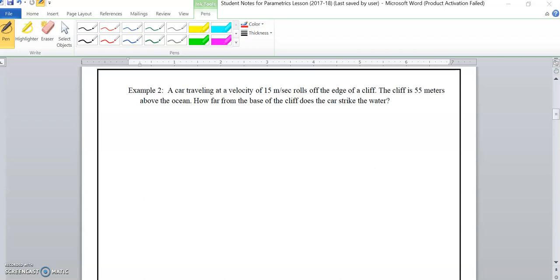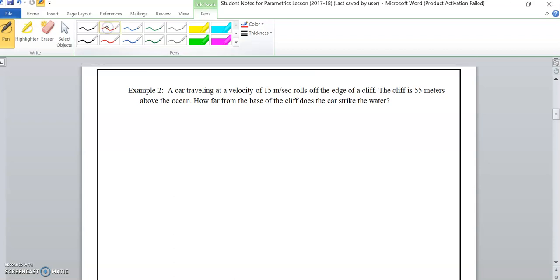For this second part of the video, I probably won't do as much background explaining on how things come to be. I mostly just want to try and get through a couple examples in one video. So let's get started. Car traveling at 15 meters per second off the edge of a cliff.